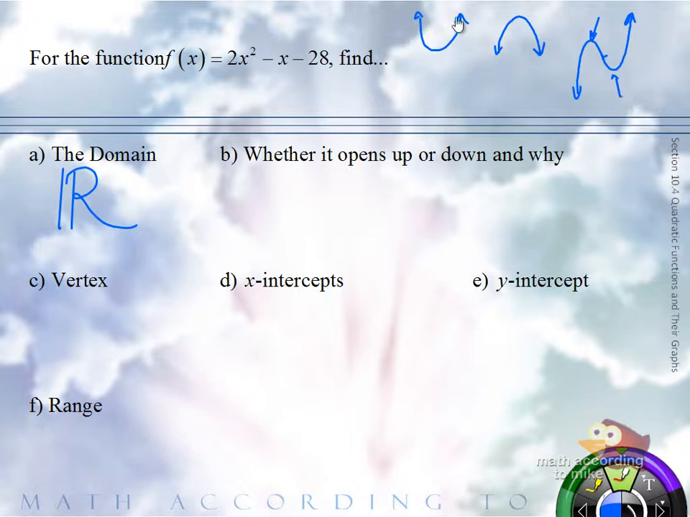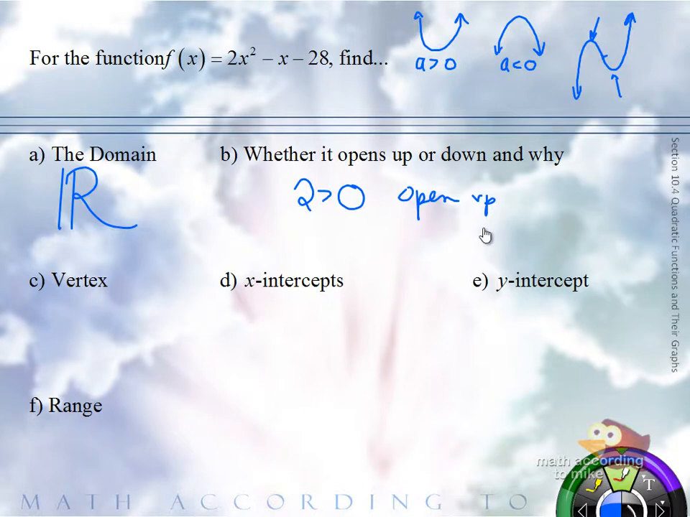Notice opening up occurs when A is positive. Opening down occurs when A is negative. Because think about it, in terms of your transformations, if A were negative, that says reflect over the x-axis. What's our A here? 2. 2 is positive, so it's going to open up.